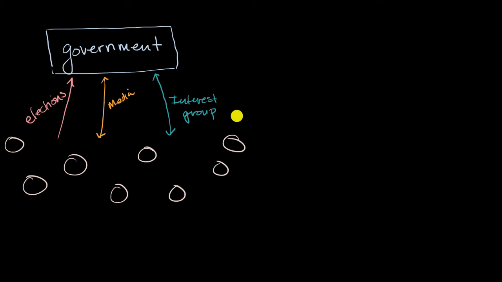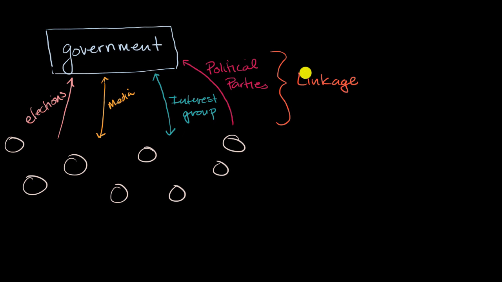The fourth major channel for the citizenry to have this connection with the government is through political parties. And these four different ways of connecting the government with people, ways for the people to communicate their preferences to the government, these are often listed in government classes, and collectively they're known as linkage institutions. They're called that because they link people with their government.